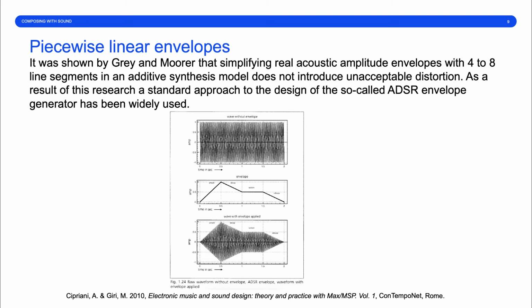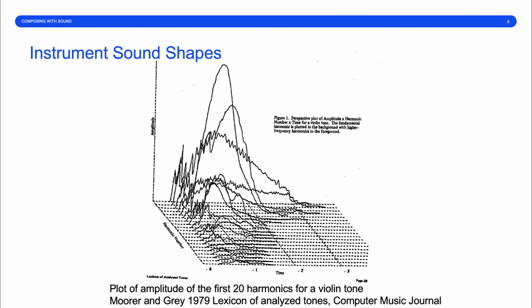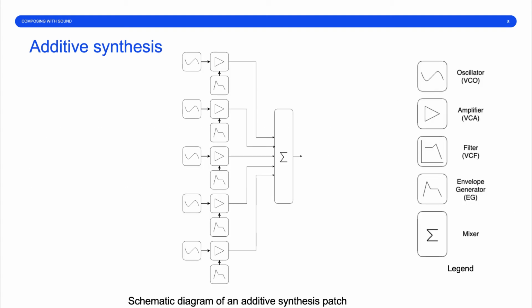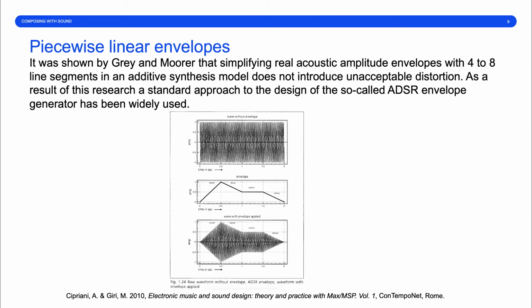And they found that by reducing one of these complex envelopes down to just 4 linear components, they could produce a convincing reproduction of the sound without much distortion. As a result of this early work, a standard approach to the design of the envelope generator, called an ADSR envelope, was widely adopted. ADSR stands for attack, decay, sustain, and release.